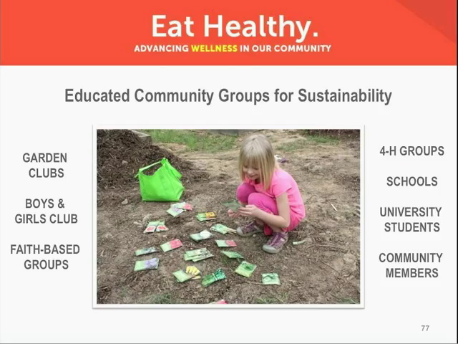This is more than just initiatives driven by the hospital. They needed the support of the community and other organizations. So they aligned with garden clubs and 4-H groups and others to really help with the implementation of many of these initiatives.